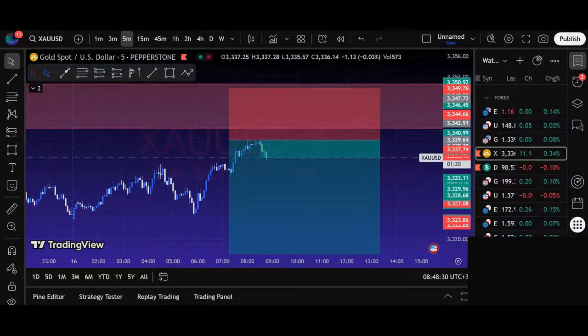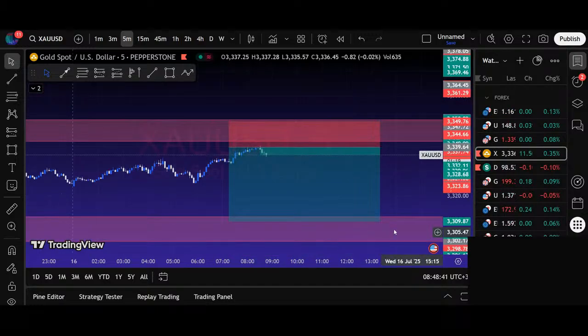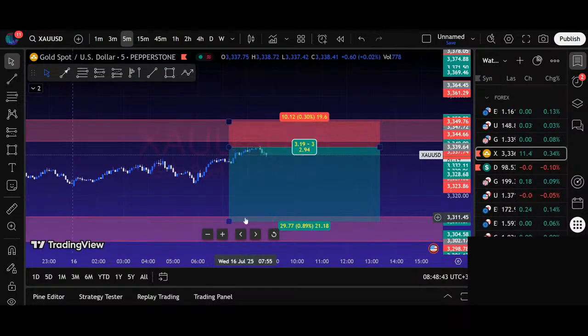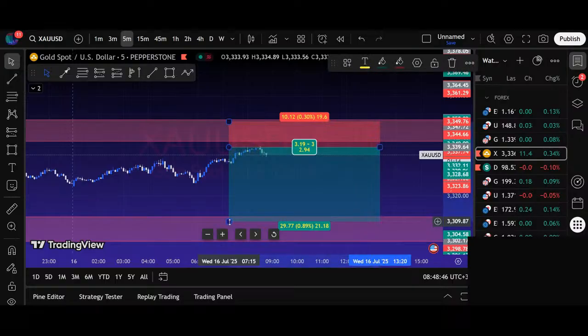What do you think? So, well, I love it though. I like it. Let's see if it's gonna hit this low here. It said 3310. So my exit should be around 3310.